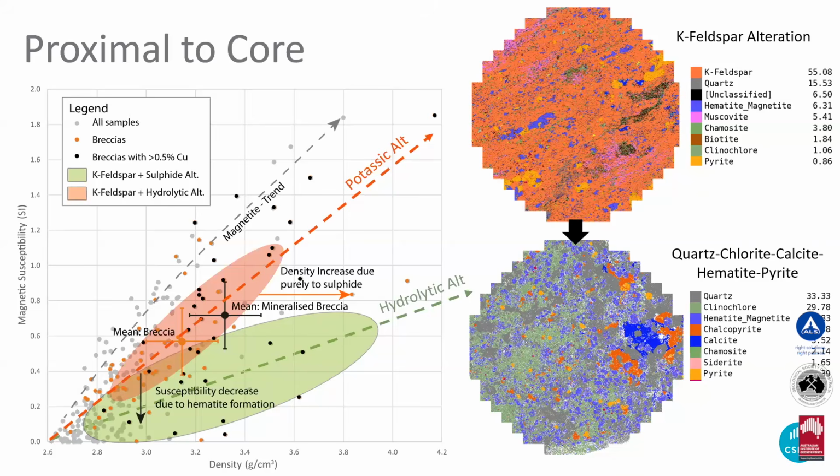Now, the final stage of alteration, which is what Tobias, one of my co-workers, calls hydrolytic alteration: quartz, chlorite, calcite, and hematite, and quite a lot of chalcopyrite. So here, all this blue stuff, although it doesn't differentiate it, in this case is all hematite. So we're going into the core of the system.